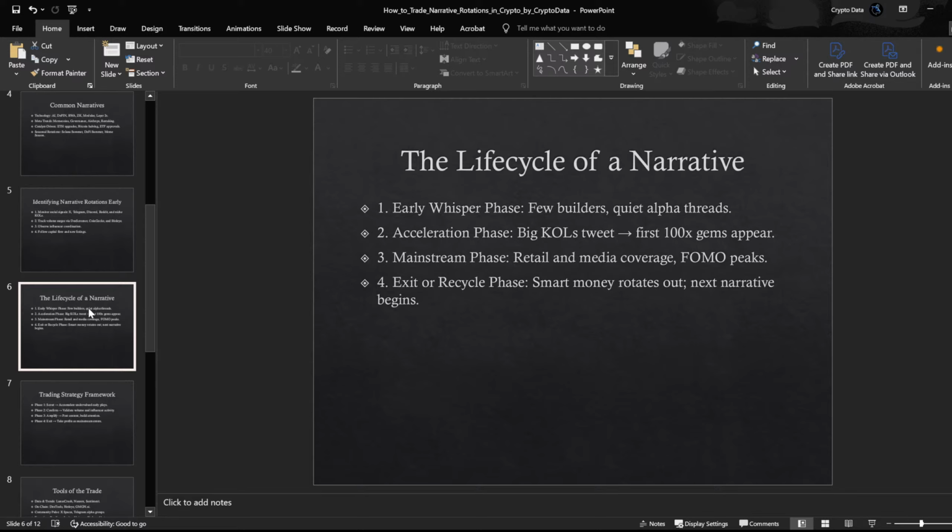Just early whispers, right? And then you have the acceleration phase. So now big KOLs are tweeting. First 100x gems appear.